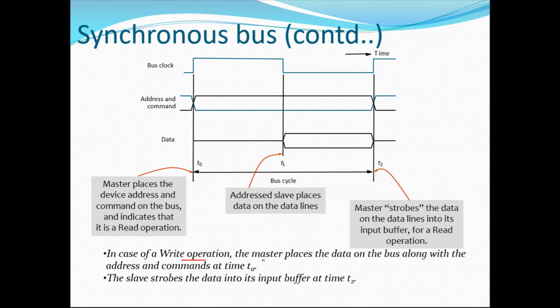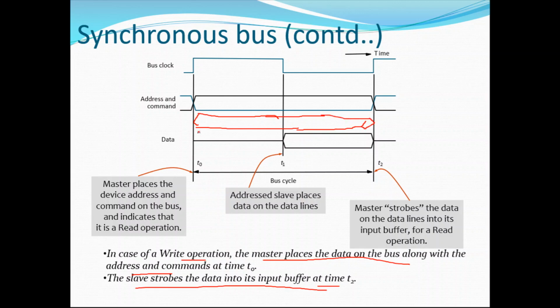In case of a write operation, the master, that is the bus master, places the data on the bus along with the address and command lines. So not only address and command, the bus master will also now place the data. How long will it be available? It will be available up to T2. The slave should store the data into its buffer at T2. T2 is your entire clock cycle duration.